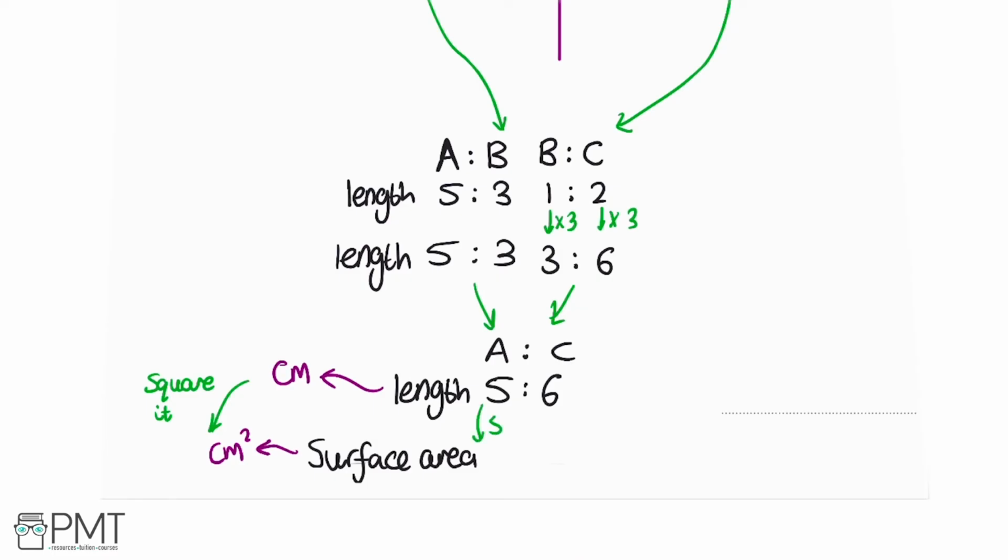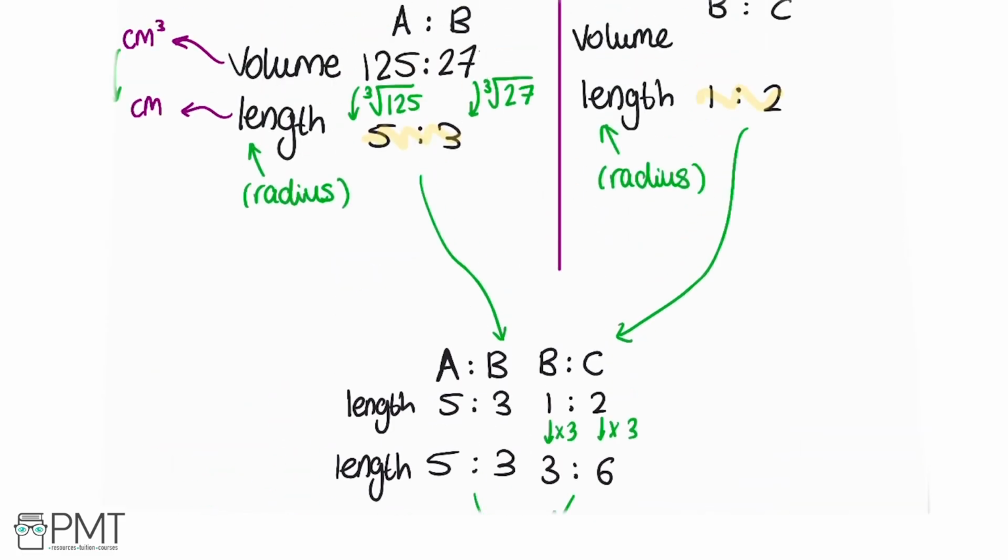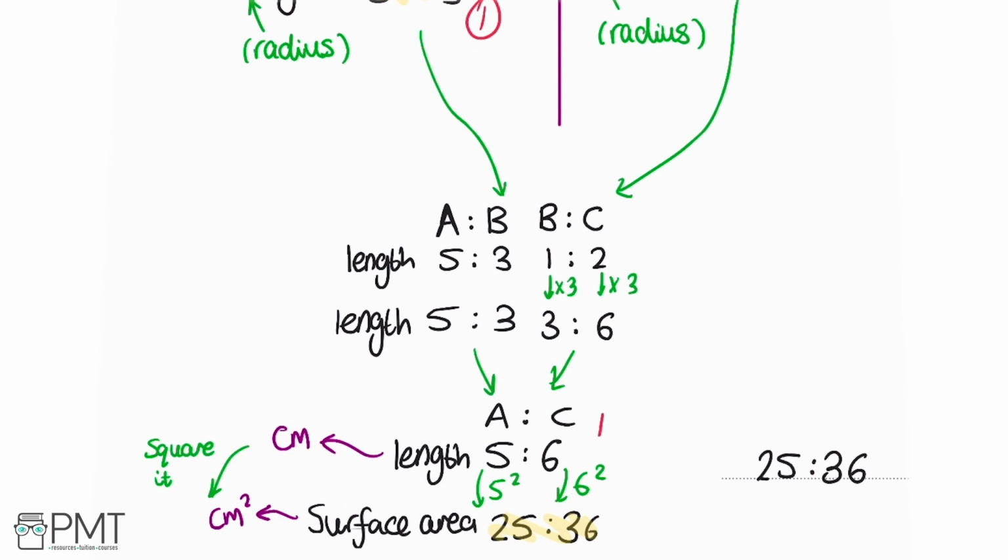I'm going to do 5 squared, and I'm going to do 6 squared, leaving me with a ratio of 25 to 36, which is our final answer. So you get 1 mark up here for finding the length ratio between A and B. You then get a second mark for getting a ratio between A and C. Then we get the final mark for getting down to the correct surface area ratio between A and C of 25 and 36.